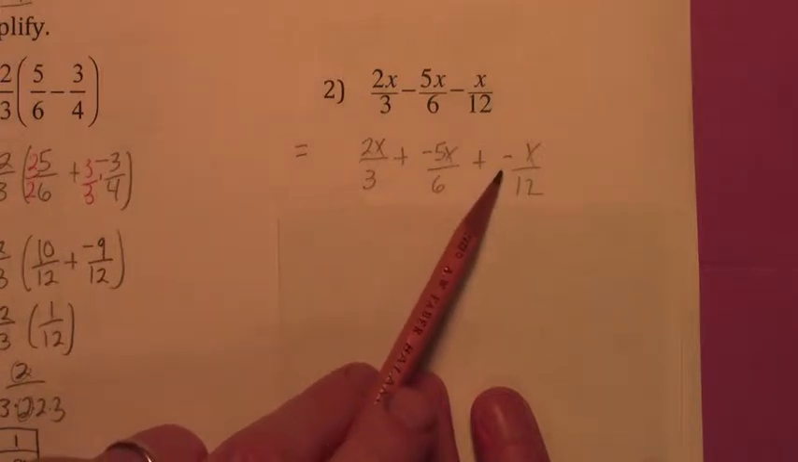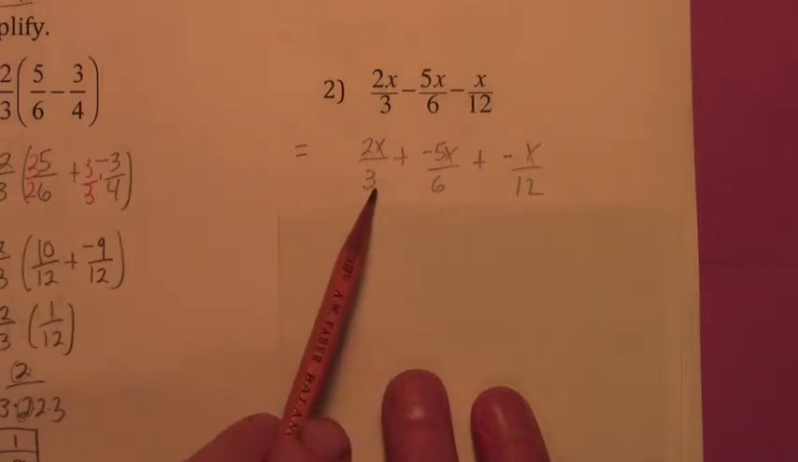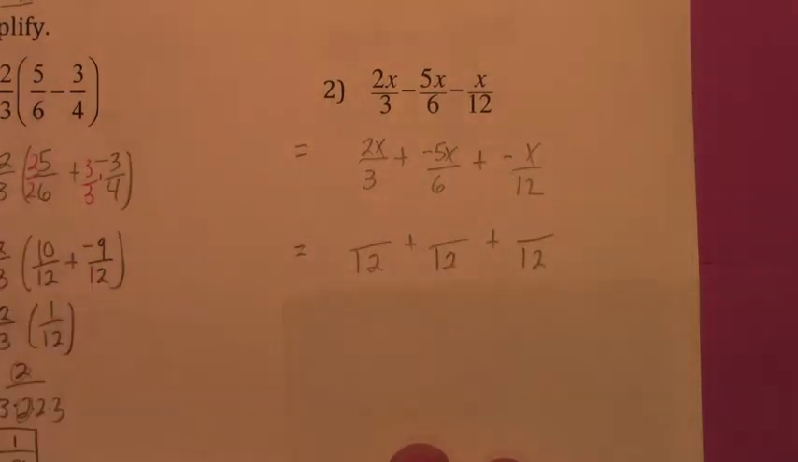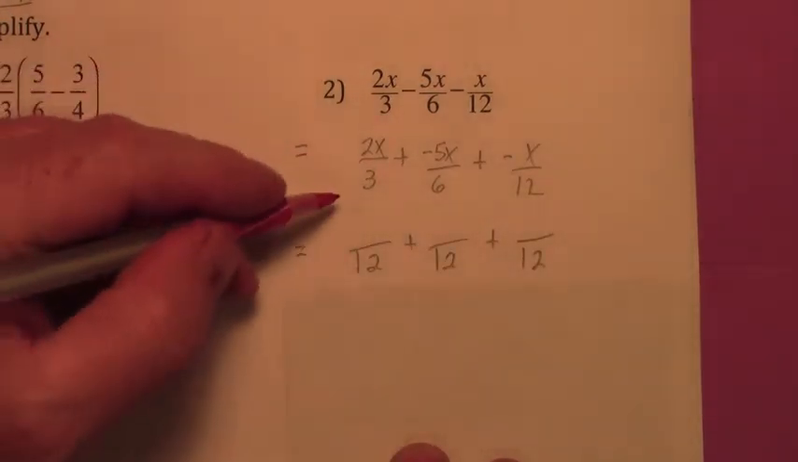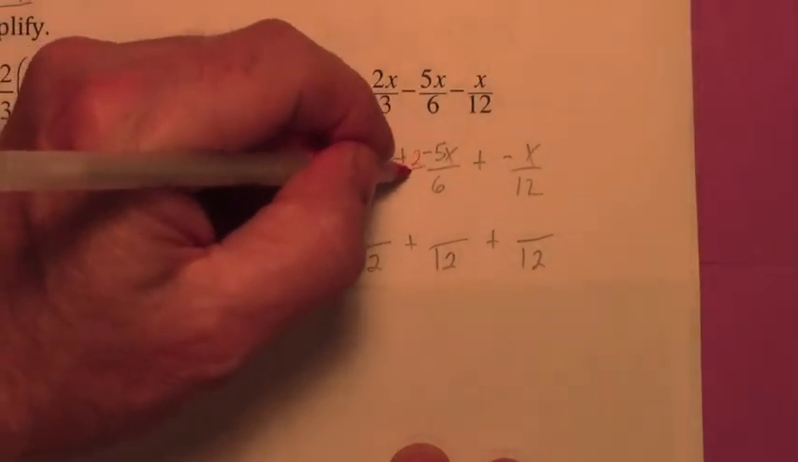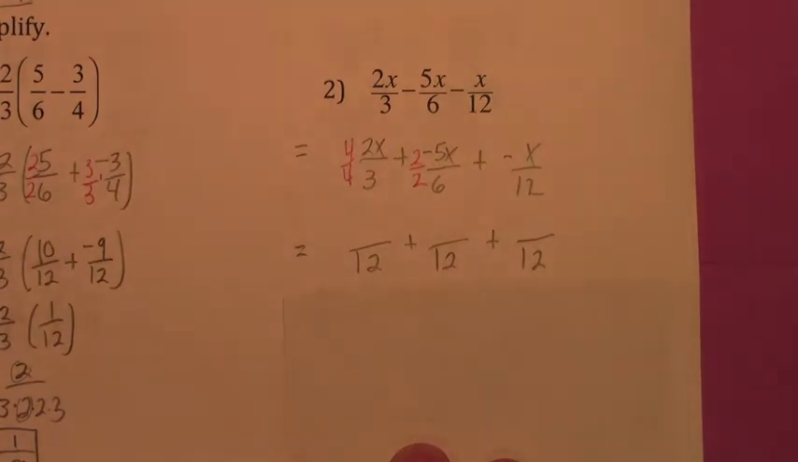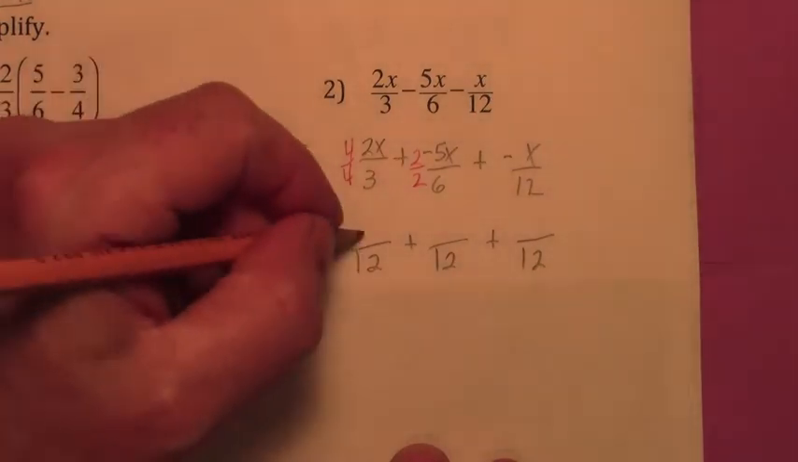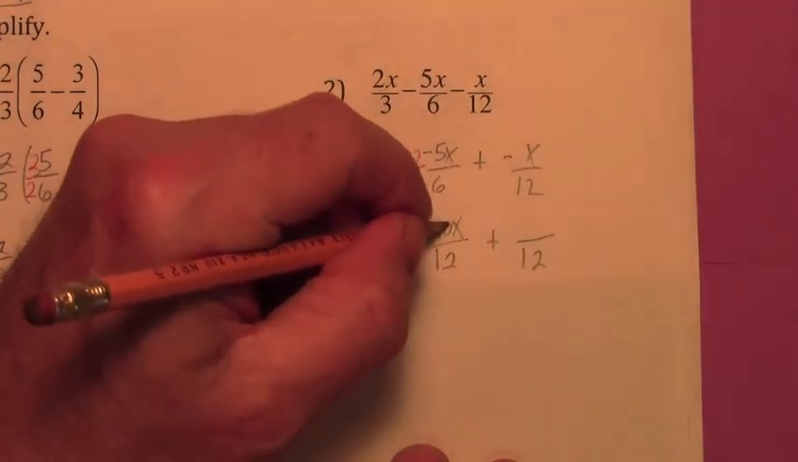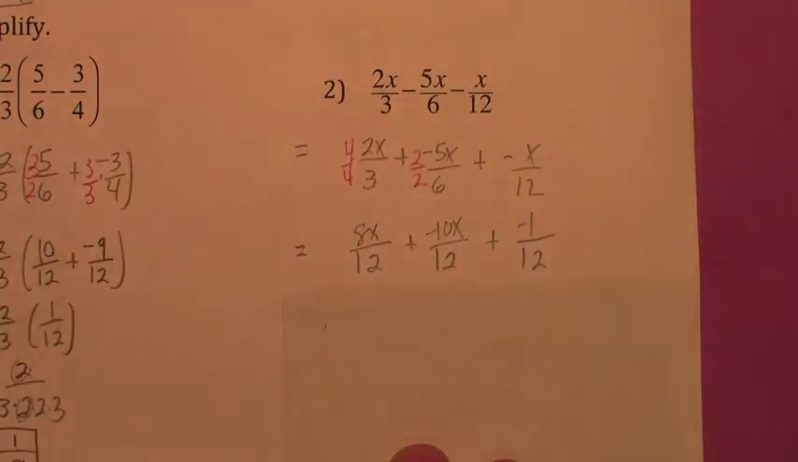Same thing here. Okay, so what is the LCD between 3, 6, and 12? I think it's just 12, isn't it? So for the first one, you have to multiply top and bottom by 4. For the second one, you have to multiply top and bottom by 2. The last one, you don't have to do anything. It's already over 12. So this becomes 8x over 12 plus negative 10x over 12 plus negative 1 over 12. I should just say negative x over 12. Or negative 1x, I guess.